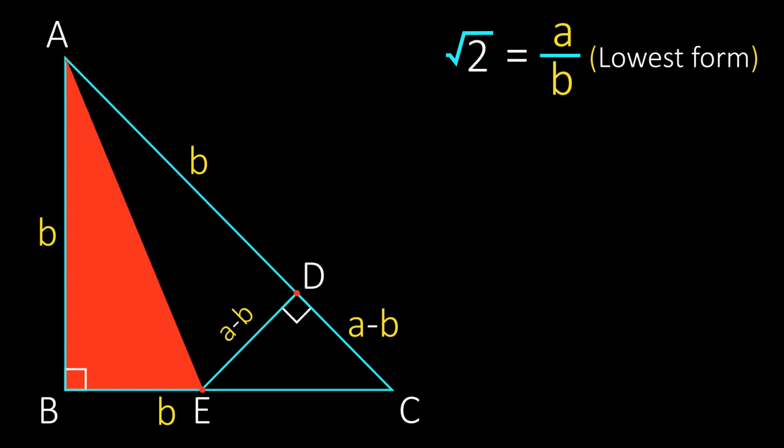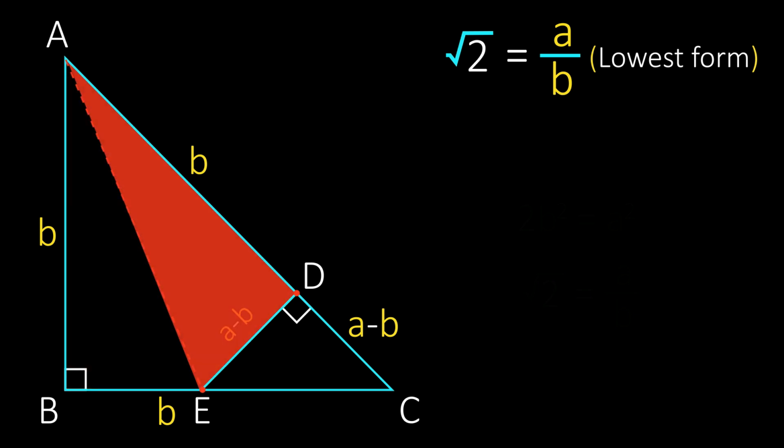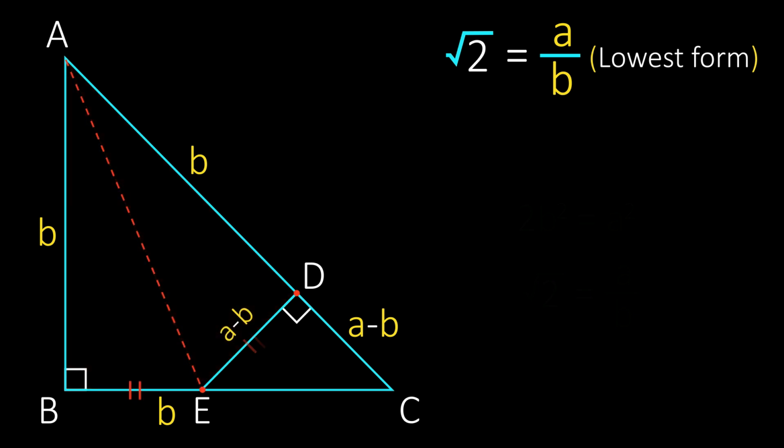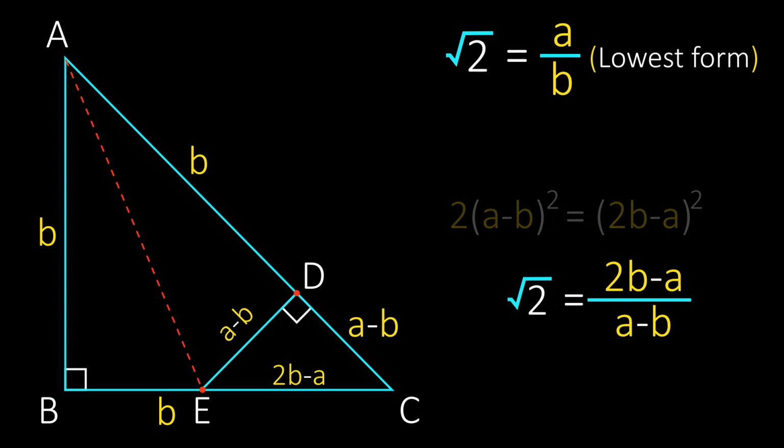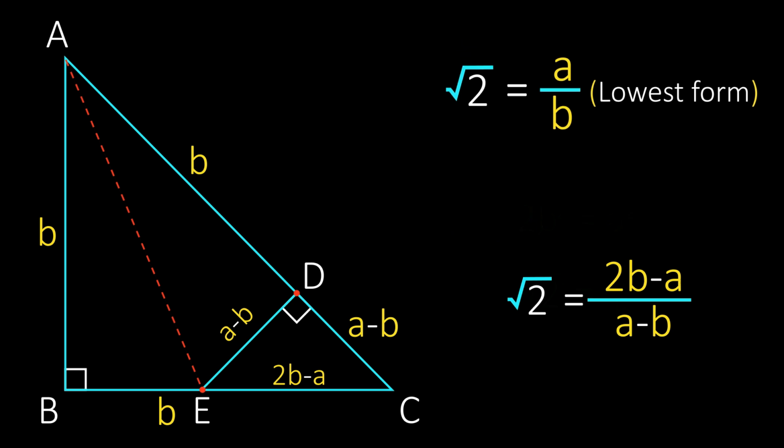Now triangle ABE is congruent to triangle ADE. So BE equals DE and EC equals 2b minus a. Now by Pythagoras theorem, we get 2 times (a minus b) whole squared equals (2b minus a) whole squared, or square root 2 equals (2b minus a) over (a minus b), which contradicts that a over b is in least form. So square root 2 cannot be written in lowest form. Hence square root 2 is irrational.